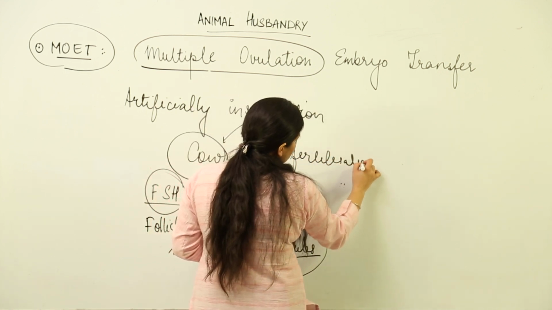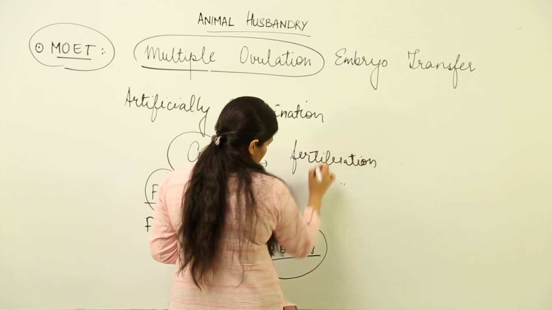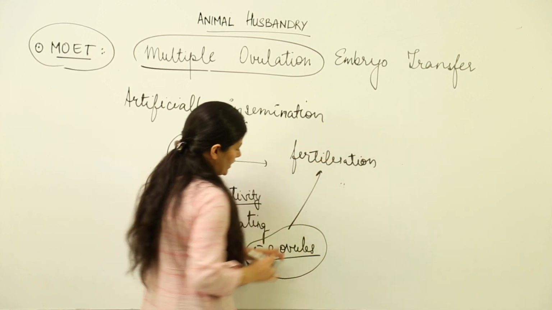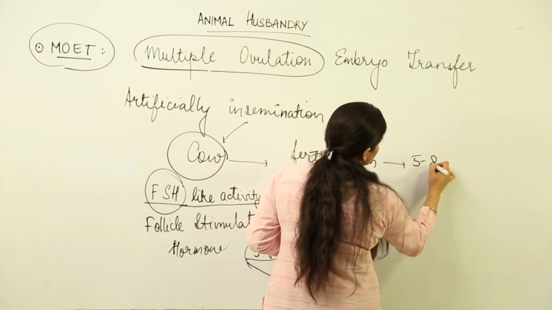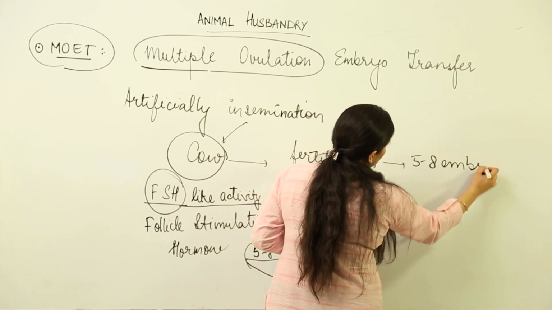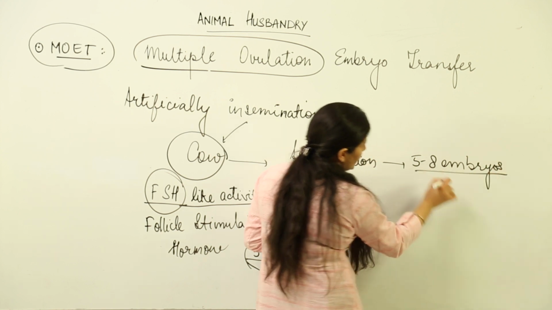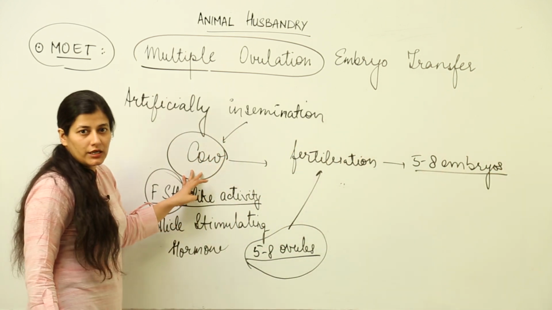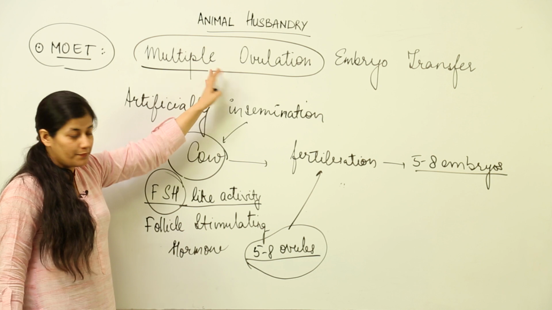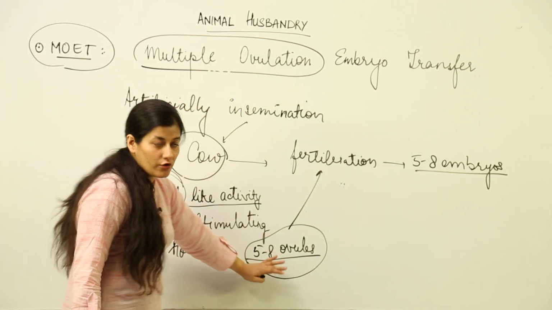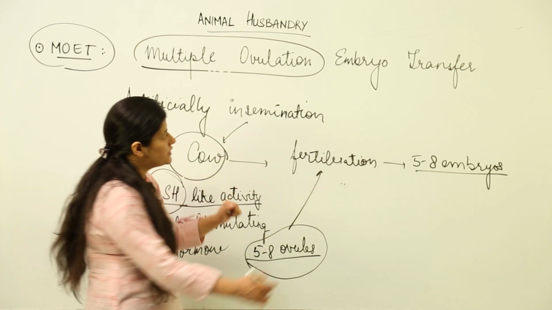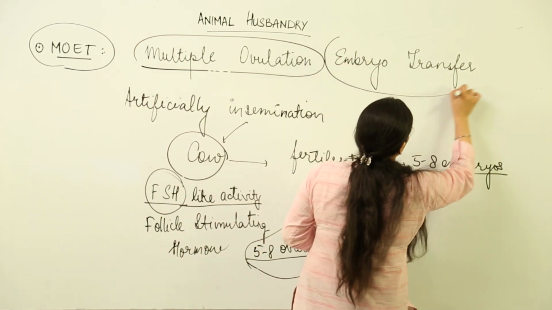That's what is taking place. Artificial insemination takes place, 5 to 8 ovules are there. We are getting 5 to 8 embryos inside the cow which is being subjected to MOET. Now one thing is done: multiple ovulation is done, then ovules are formed and fertilized. The remaining part is embryo transfer.